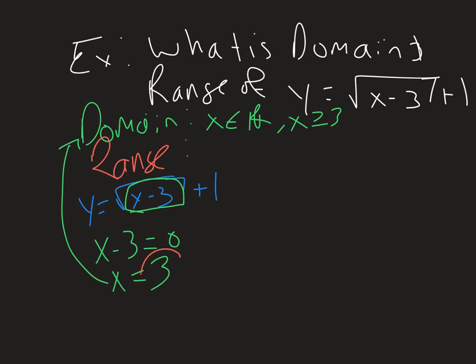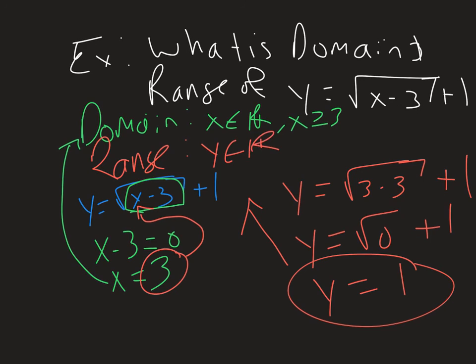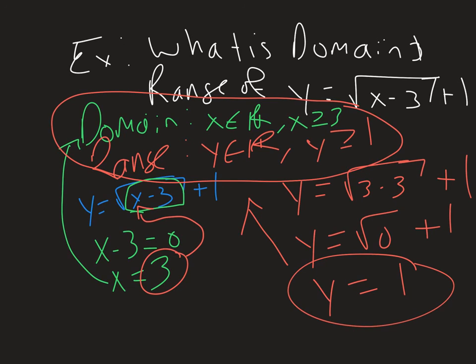Now we're going to look at range. We're going to take this value and plug it in for x. So y is going to equal the square root of 3 minus 3, plus 1, which means y is going to equal the square root of 0 plus 1, which means that y is going to equal 1. Now that is my smallest y value right here. So we're going to say y has to be any real number so long as it's greater than or equal to 1. And this would be my domain and my range all put together. Just one way of doing it. In another video we'll talk about transforms, and that's another way of thinking about these functions, and we can do domain and range using the graphs if we so choose.